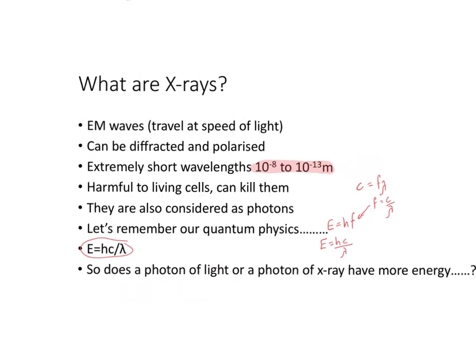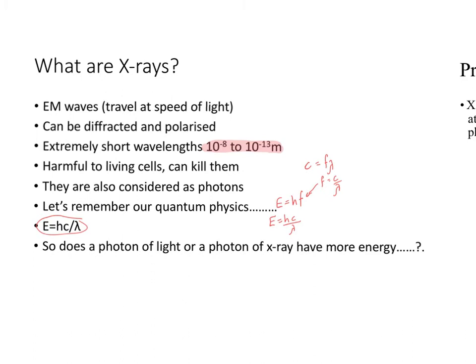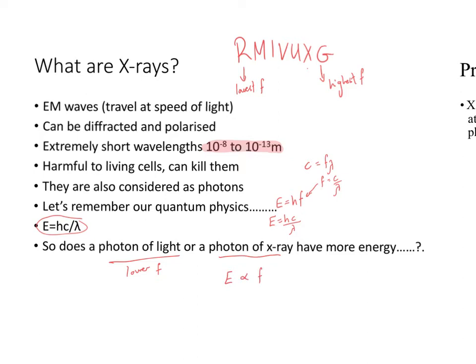So if we compare a photon of light with a photon of X-ray, just to remind you again from your prior topics last year in your AS content, the gamma rays have the highest frequency and radio waves have the lowest frequency, but the highest wavelength. So remember that part. A photon of light has a lower frequency than a photon of X-ray. Since energy is directly proportional to the frequency of the wave, then obviously the X-ray will have the highest frequency and hence the highest amount of energy.